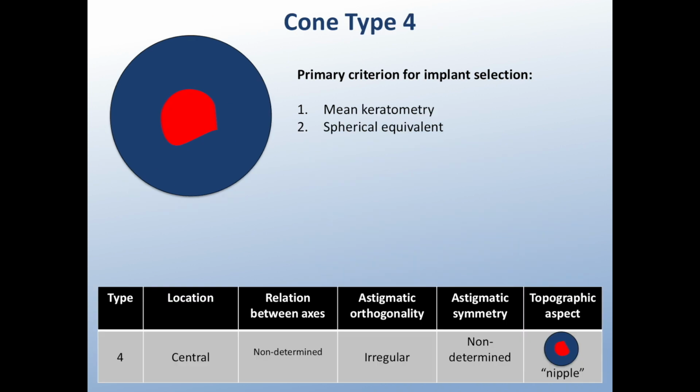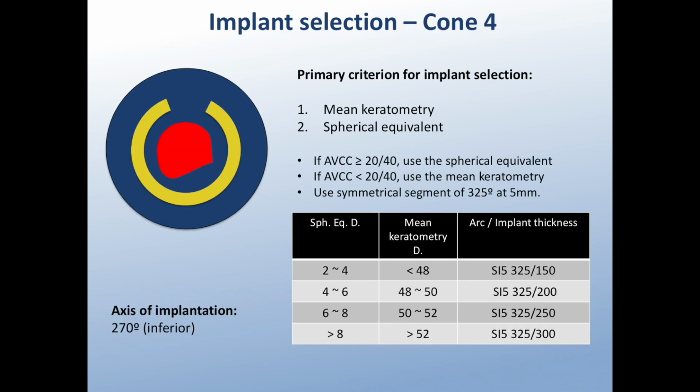The type 4 keratoconus, also called keratoconus nipple, has the characteristic of being spherical, so there is no astigmatism, the localization is central, there is no relation among the axes of astigmatism, and it is certainly not a determinable astigmatism. In this type of keratoconus, we have to use a 325 degrees arc ring and in diameter E65, which is also the only one available.